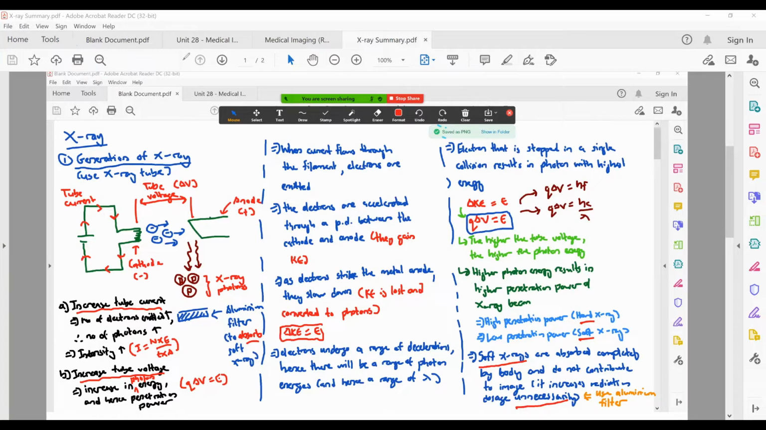So you will learn about 4 main technologies. The first one is X-ray. The second one is CT scan. The third one is ultrasound. Then the fourth one is MRI. CT scan and MRI will be quite short, but X-ray and ultrasound will be a bit long. Okay, so let's just start with the first one, which is X-ray.